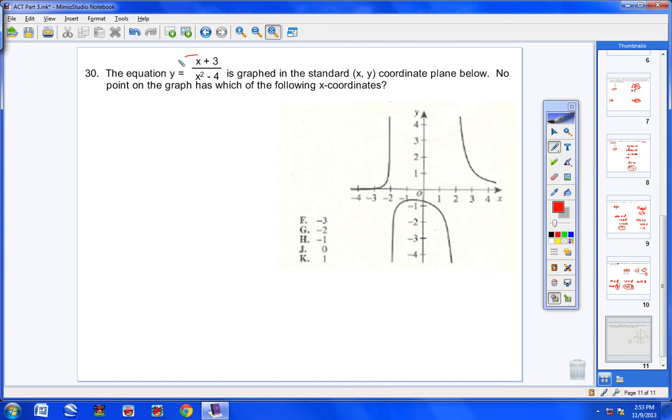When you graph this expression right here, that's called a rational expression. It's graphed below right here. Okay, here's the graph of it. No point on the graph has which of the following x coordinates.